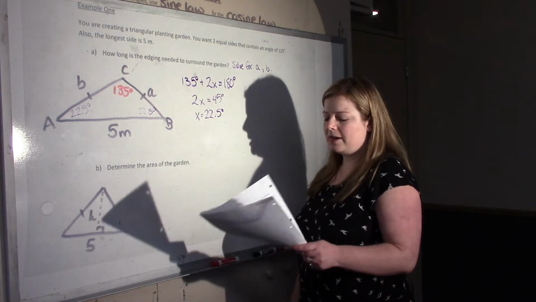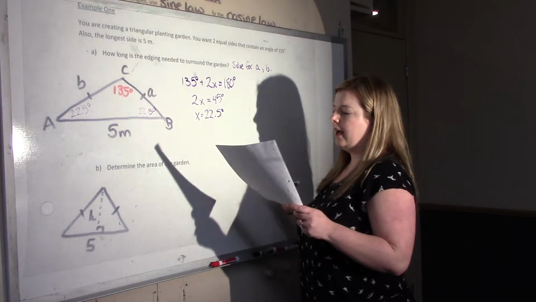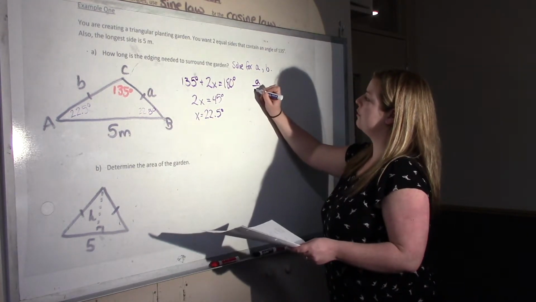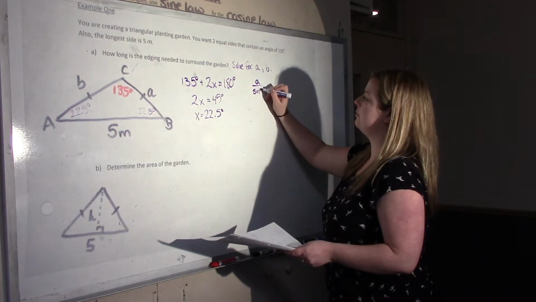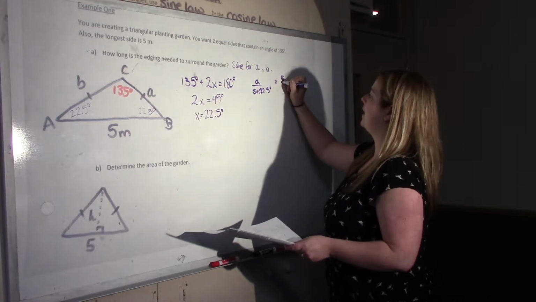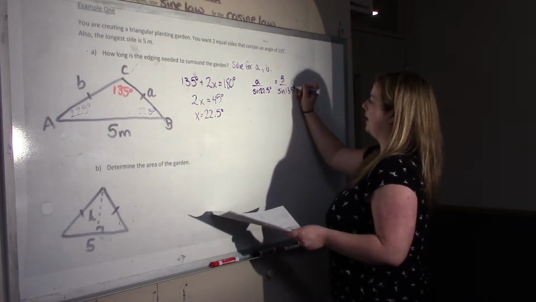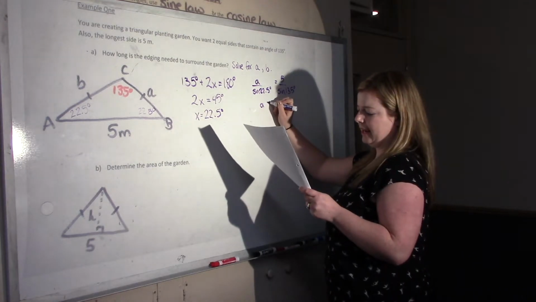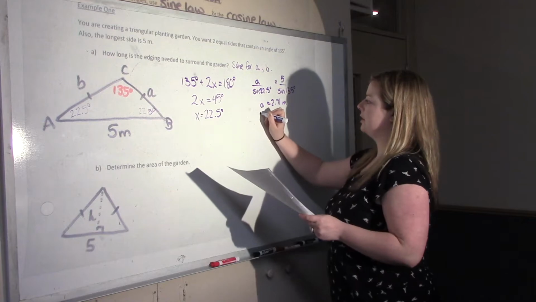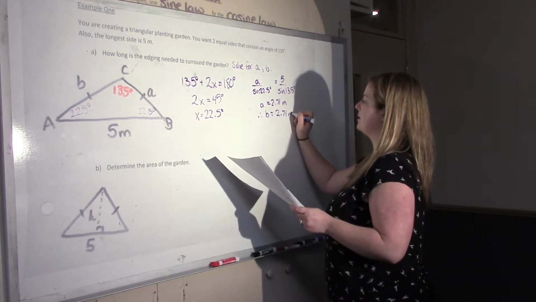Okay, so I need to know my side length A and my side length B. I can use the sine law to do that. A over sine 22.5 degrees equals 5 over sine of 135 degrees. I solve that, and I get A is equal to 2.71 meters. Therefore, B is also equal to 2.71 meters.